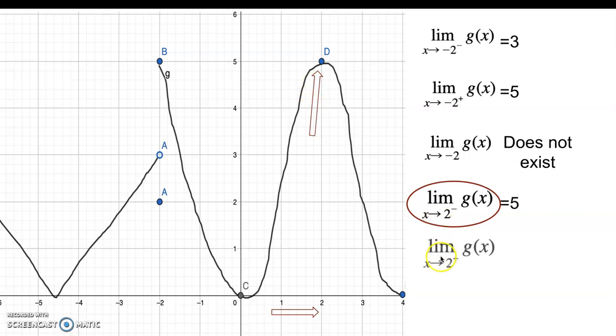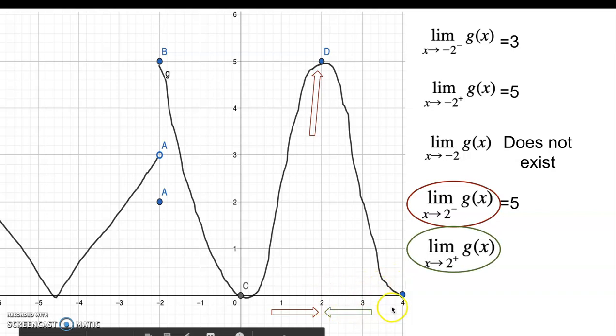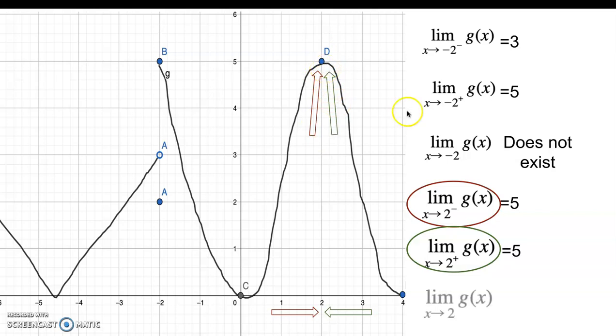And now let's look at the limit of g of x as x approaches 2 from the right side. Then we're going to be looking at this side of the graph right here. And we see that as x approaches 2 from the right side, then g of x also approaches 5. So we're going to write that down. And so now to find the limit of g of x as x approaches 2, we're going to be looking at our one-sided limits, and these limits equal each other, and they both equal 5, which means that the limit of g of x as x approaches 2 also equals 5.